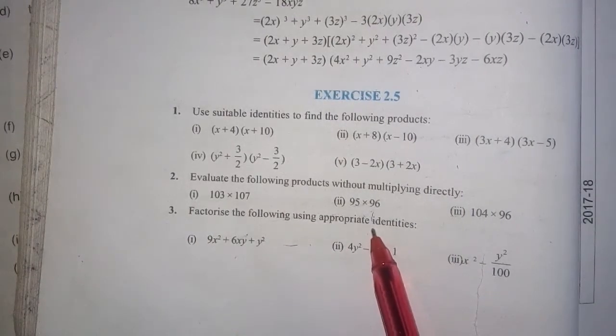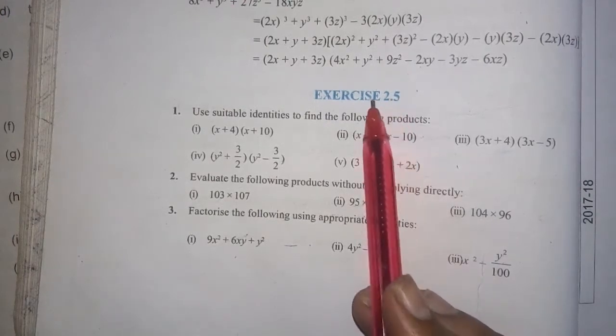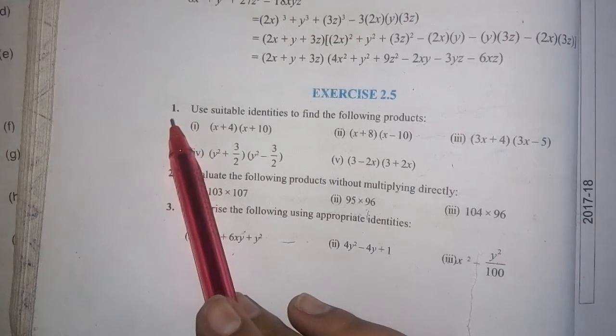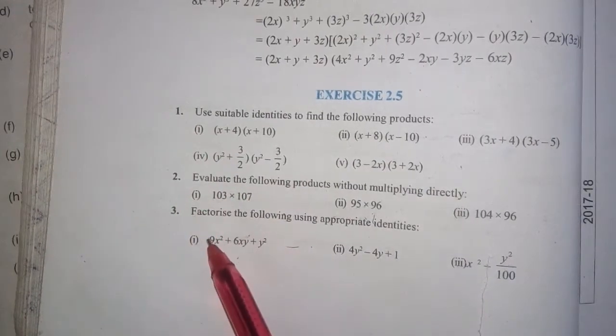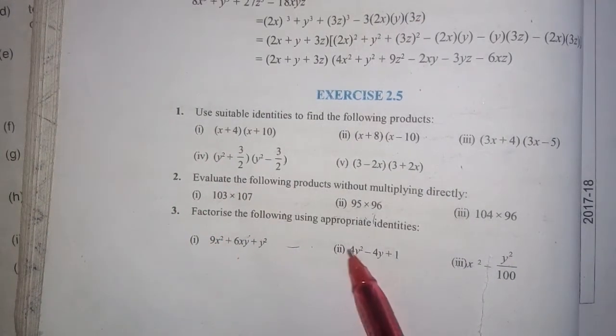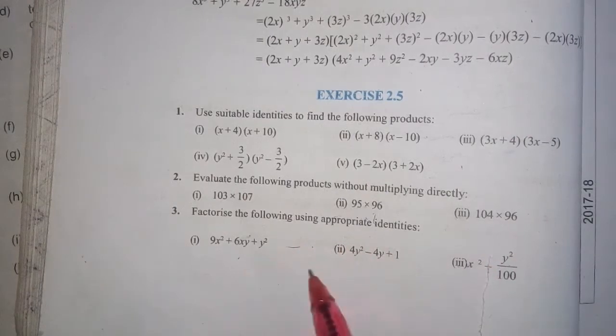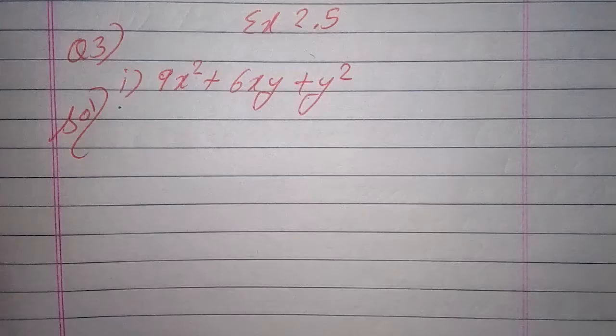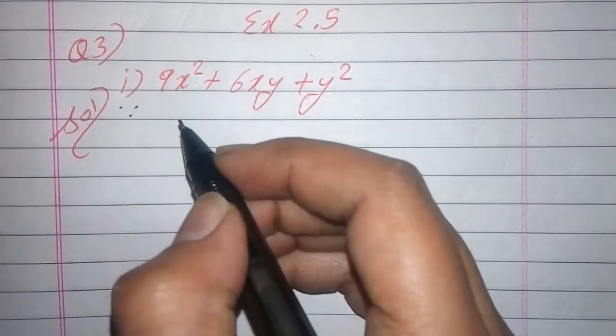Identities I already explained to you when we started exercise 2.5, before the first question. I explained all 8 identities. So we have to use the appropriate identities for finding the factors of these polynomials. Let's see the solution of question number 3, the first part.